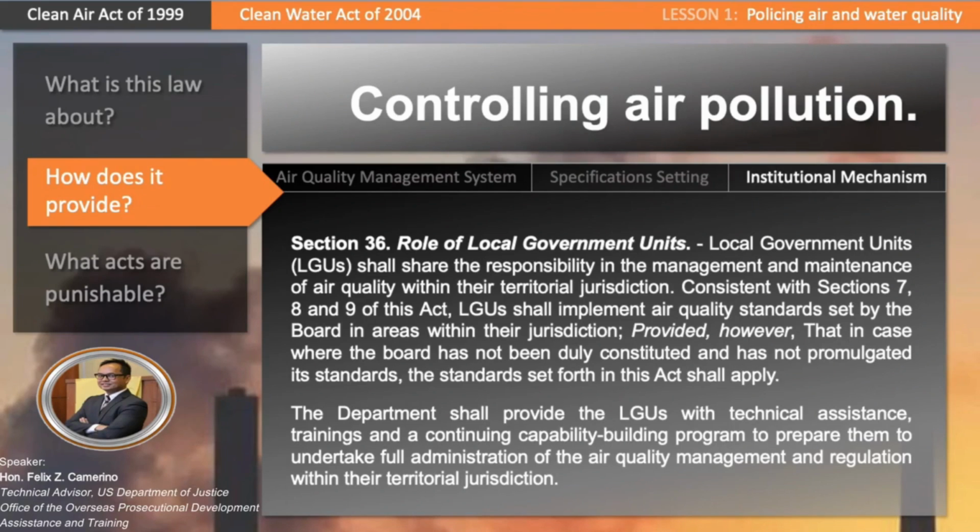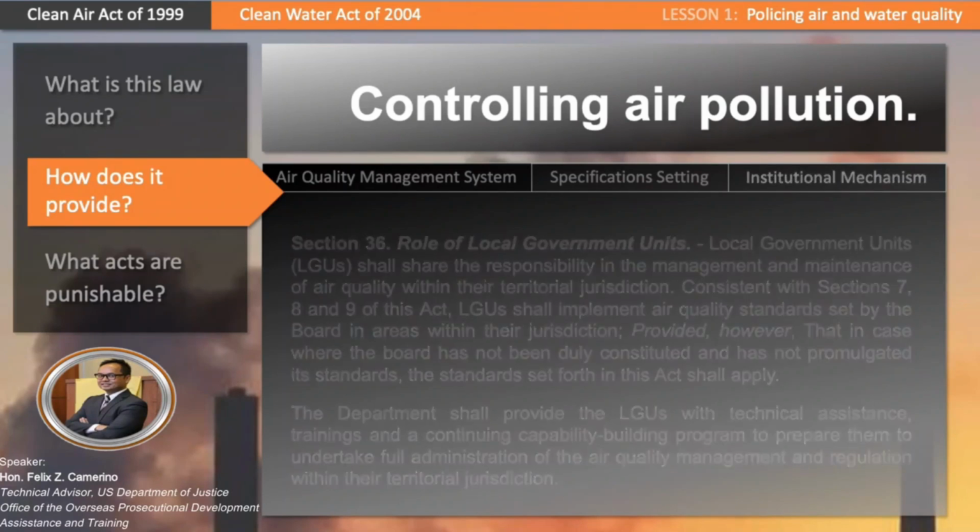So they have a mandate to follow what's on the action plan and to implement, regulate all the pertinent activities that the law requires. They have a mandate to do all of those things specific to their jurisdiction, but they're not on their own. They are given some assistance by the DENR. Okay, let's move forward.